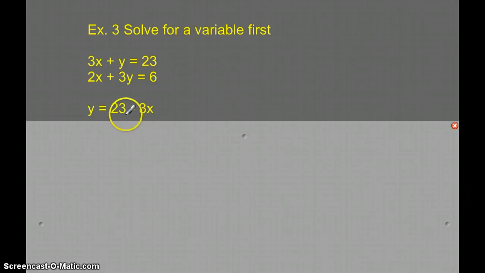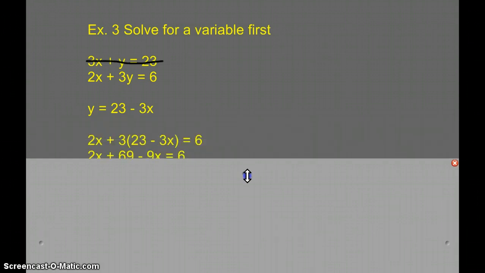Now, I have not changed the problem in any way. I've simply rewritten the first equation. So therefore, if it helps some of us, I'm going to cross off that first equation, because that way we're really working with a new system here. And now our new system is exactly like what we did previously. I can replace y in the first equation with 23 minus 3x. So I get 2x plus 3 times 23 minus 3x.